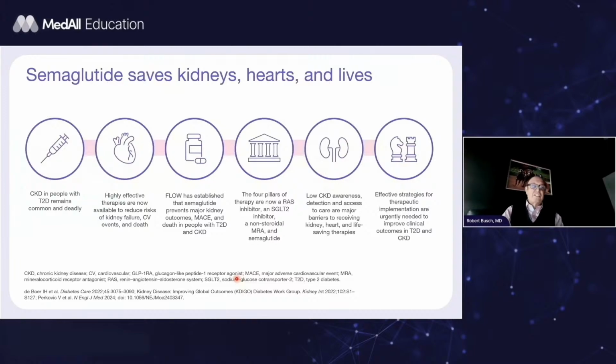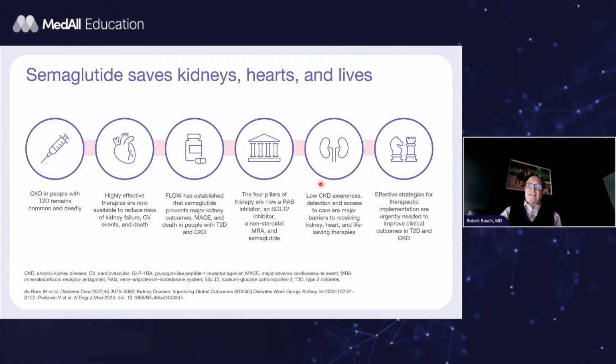So the last thing we talked about is semaglutide and the FLOW trial. And semaglutide in chronic kidney disease is very important not only to lower heart disease, but the FLOW trial established that semaglutide will lower the major kidney events on top of the RAS blocker, lower MI, stroke, death, and be very beneficial to patients. The pillars of therapy we outlined already with RAS, SGLT2, nonsteroidal, and semaglutide.